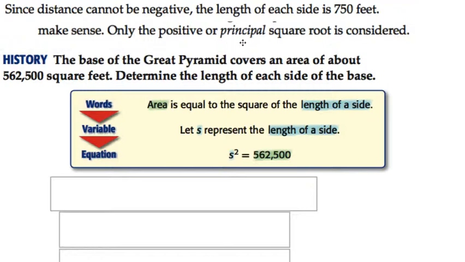So here's an example from history. It says the base of the Great Pyramid covers an area of about 562,500 square feet. Determine the length of each side of the base. So we have a square base for a pyramid. I don't know if you can visualize that.